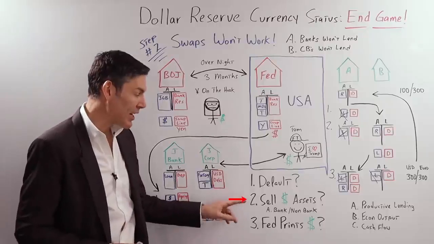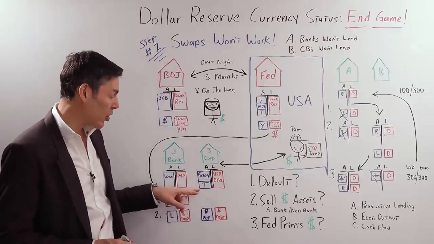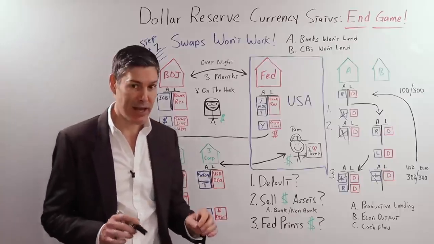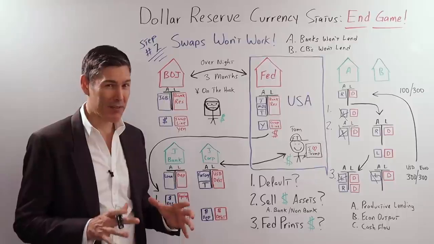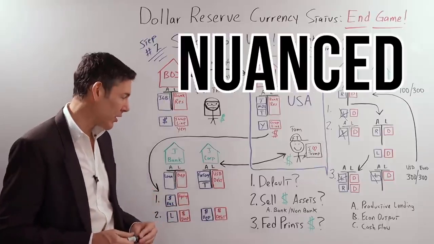What about selling a dollar-denominated asset? One of these corporations could have some treasuries on their balance sheet as an example. But this argument gets very, very nuanced. Let me try to explain.